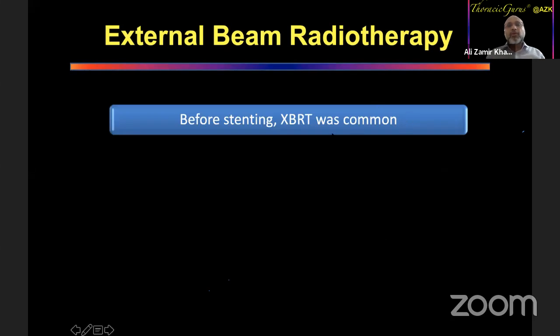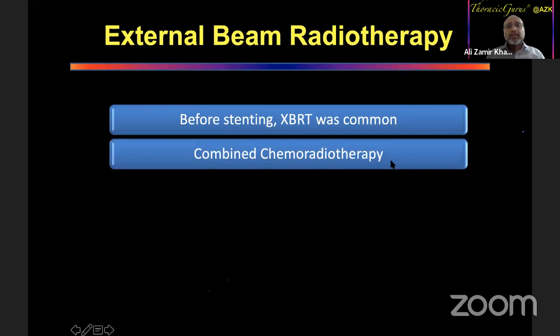External beam radiotherapy for SVC obstruction was common before the stenting era. The problem with external beam radiotherapy is it takes almost 5 to 10 days for the effects to be seen. So even though the patient may come with an acute collapse, the radiotherapy to cause the tumor to die back takes 5 to 10 days, as opposed to that, the stenting is almost instantaneous. So nowadays, hardly anybody uses XBRT as a primary treatment. Of course, if you are in a center where you don't have access to stenting or a good interventional radiologist or a cardiologist, then you may use these techniques nowadays.